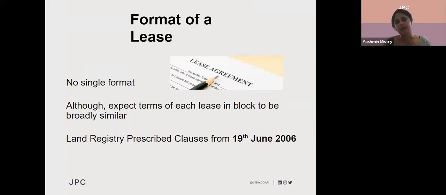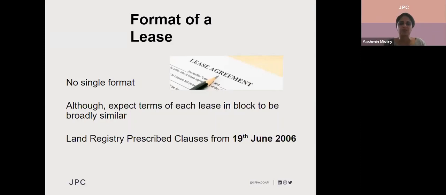Although I say there's no single format, leases are generally based on broadly similar layouts, and we'll look at how leases are generally set out and the process for those. Since the 19th of June 2006, the Land Registry has said that all new leases granted after this date have to contain something called prescribed clauses.